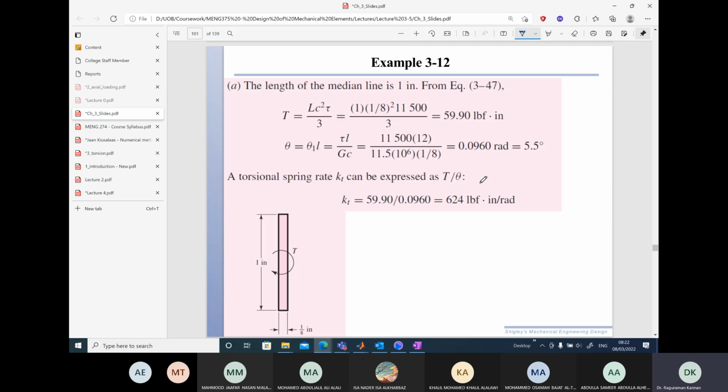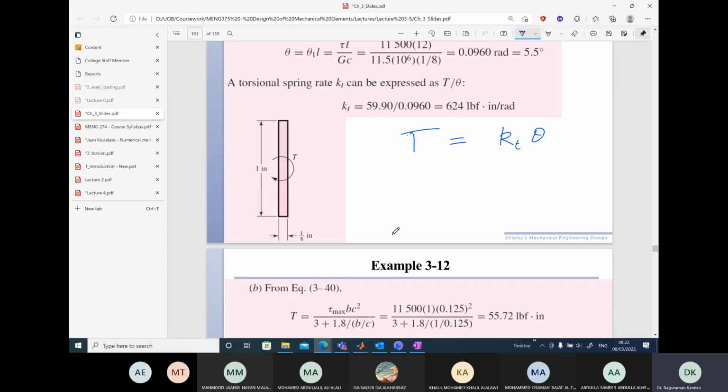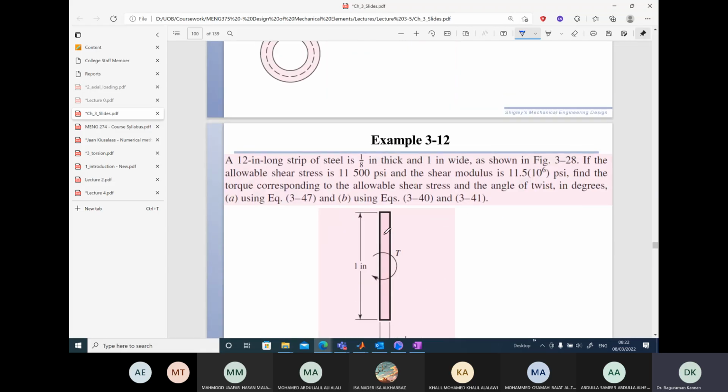So the spring rate of the torsion spring can be written as K times theta. So from this formula, we get KT value equal to the ratio of these two values, and this is the spring rate we get.